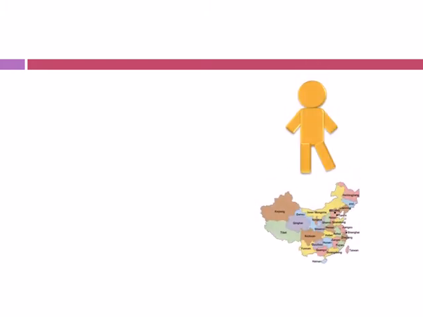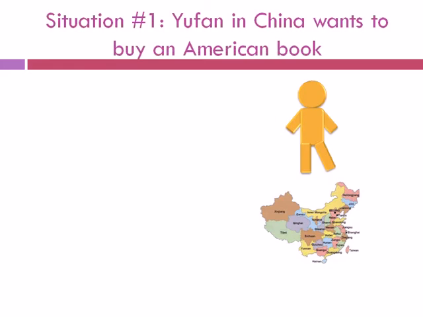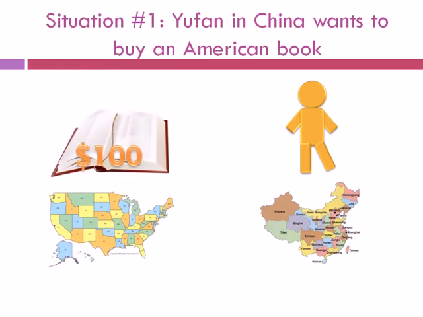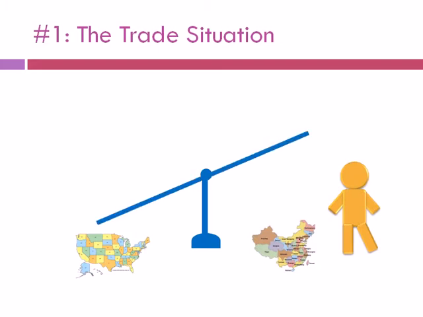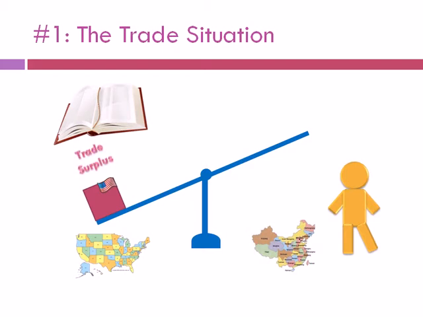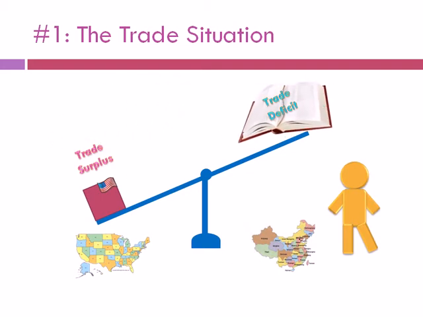To better understand how a fixed exchange rate works, let's look at how individual transactions on both sides affect how the economy works. So let's take the case of an individual. Her name is Yufan, and she wants to buy an American textbook, and it's valued at $100. Now, to make things simple, let's assume that Yufan is the only one in this global economy. Because she's buying an American textbook, the United States is experiencing a trade surplus. On the other hand, China is experiencing a trade deficit.